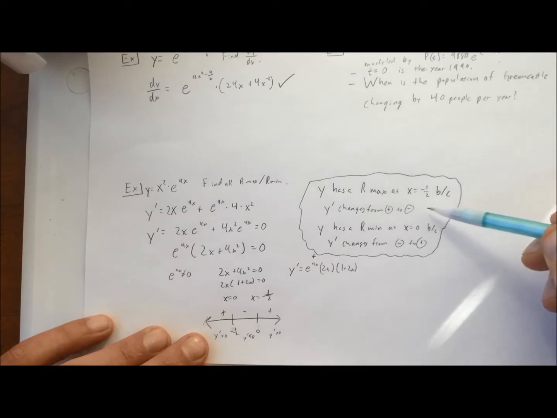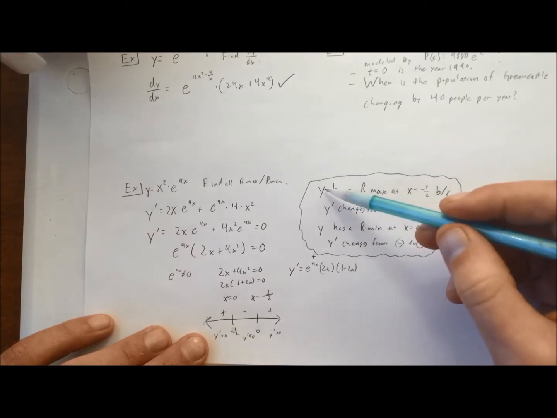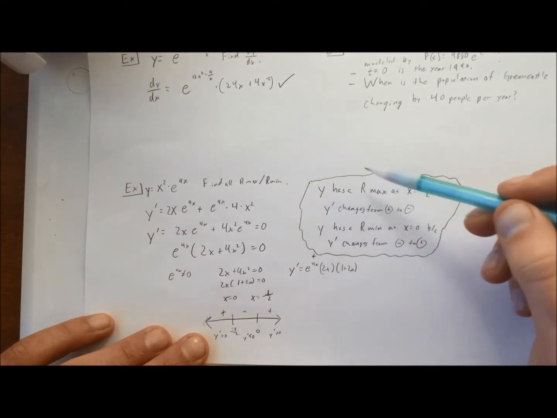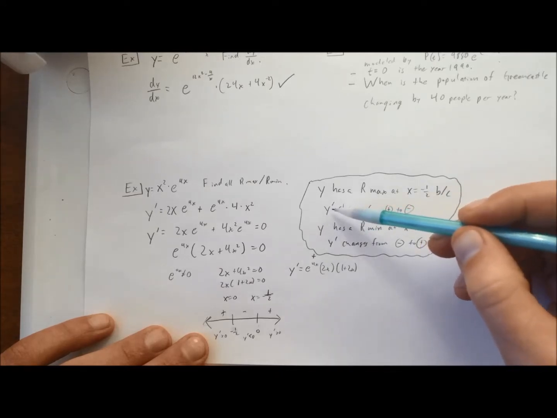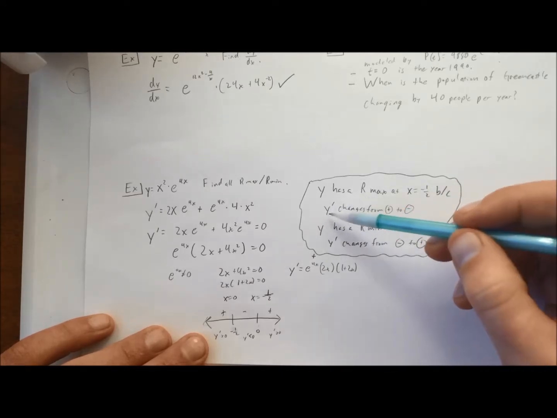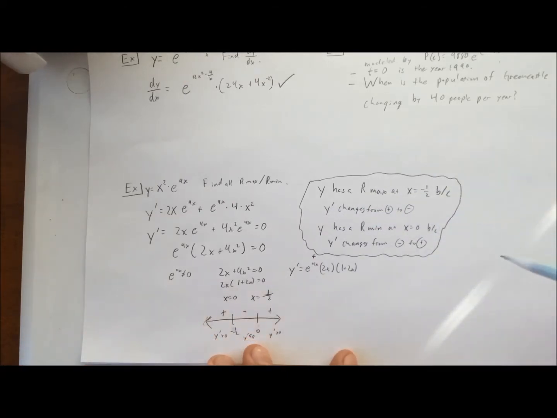And of course, this is the justification we have to use for the AP exam. We have to be very specific. The function y has a relative maximum because y prime, not the derivative, not the slope, changes from positive to negative.